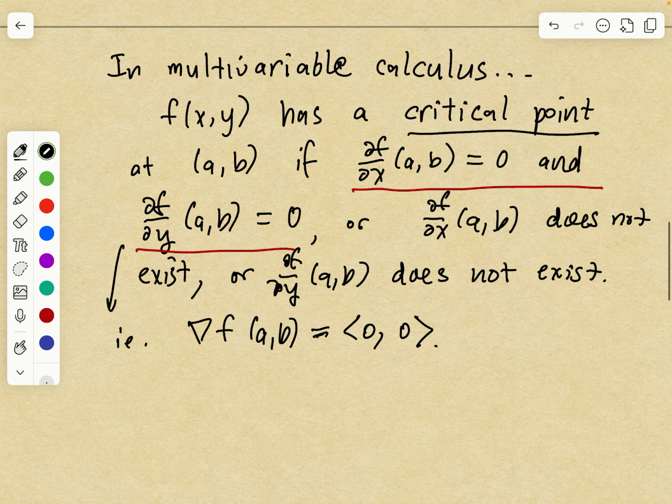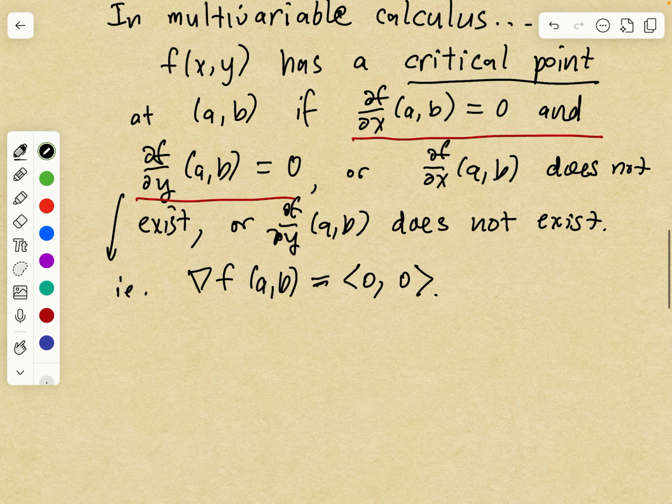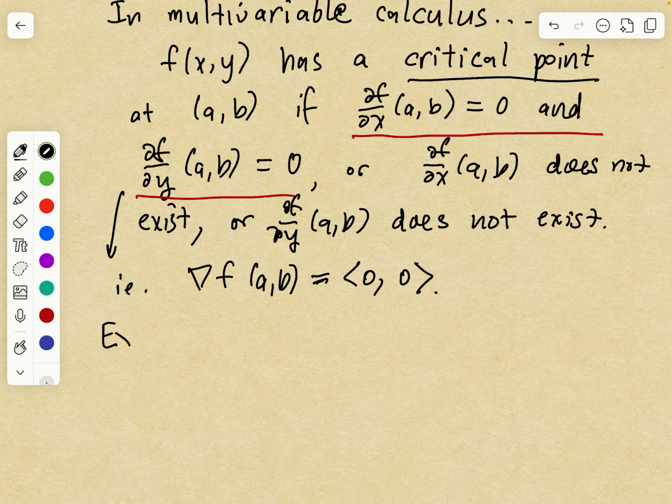By the way, this is when you have a function of two variables, f(x, y), right? If you have f(x, y, z), it would have a critical point when all three partial derivatives are 0. Okay, let's look at an example to see what that would look like.